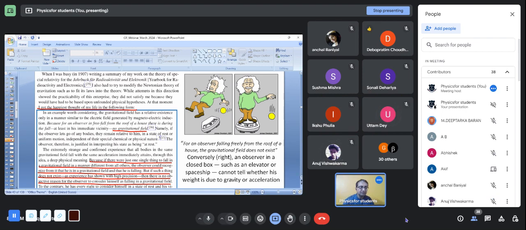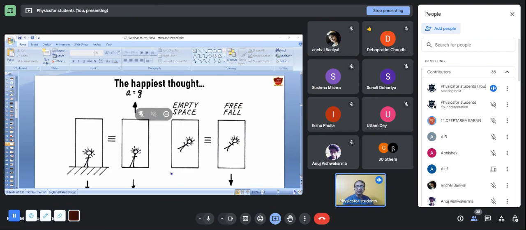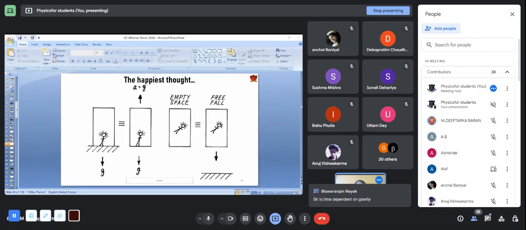Okay. So here is what I will repeat in the same fashion. So you see this, is time dependent on gravity? Oh, in terms of general relativity, we don't have any notion called time. Time is just another coordinate. I will come to that question. Dependent in the sense, I don't understand. I will let you know.